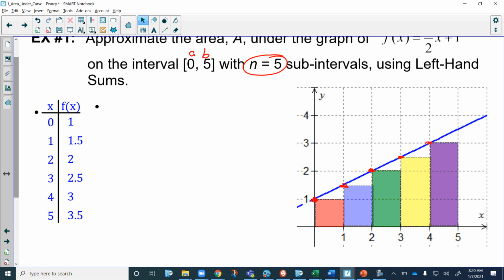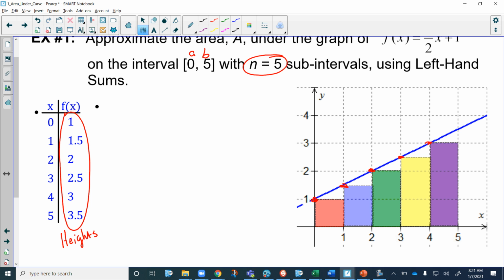Starting with, in this case, x equal to 0. Substituting that into the function gives me an output of 1. Substituting x equal to 1 for that light bluish color rectangle, we get an output of 1.5. For the green rectangle, we substitute a 2, giving us a 2, and so on. So what we're looking at here is that all of these values represent the heights of each rectangle.